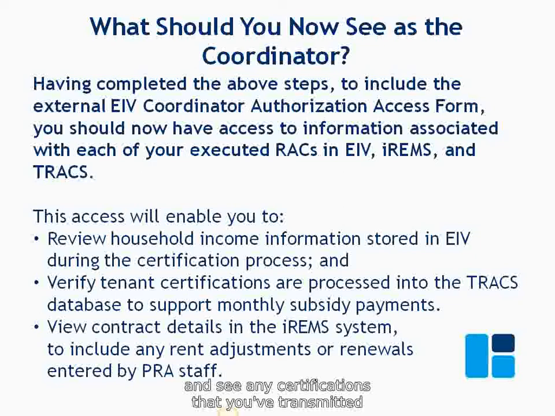You would be able to check the status of your submitted vouchers under voucher queries under the Trax system. And then you would be able to go in and see the individual contract details in IREMS for your child contracts and see when the PRA staff have entered in the allocations, the gross rents, the utility allowances and whatnot from rent schedules anytime there are rent adjustments or contract renewals.